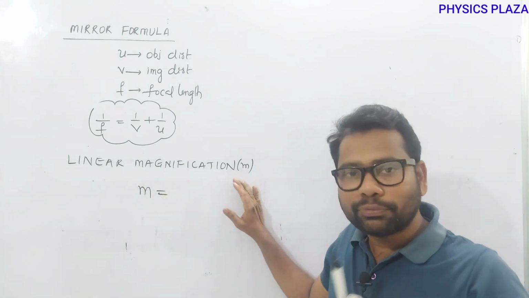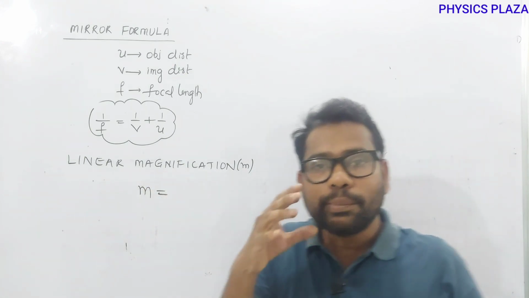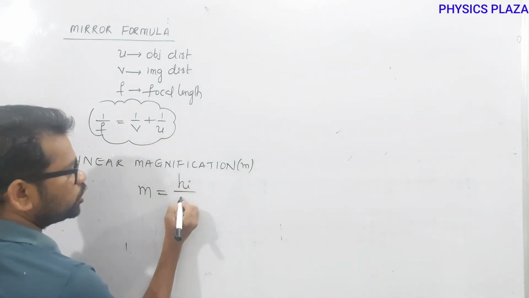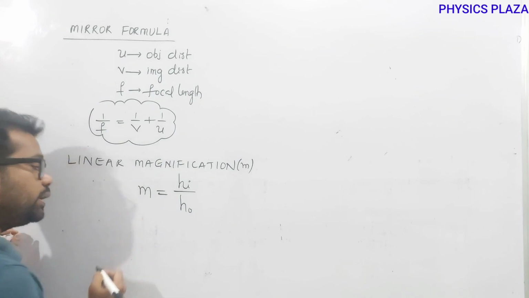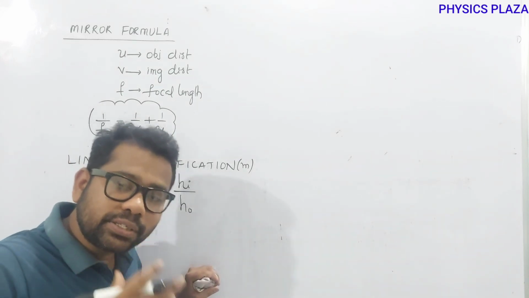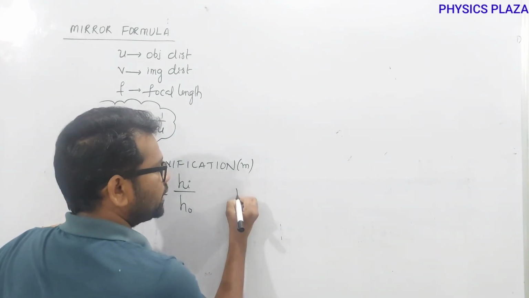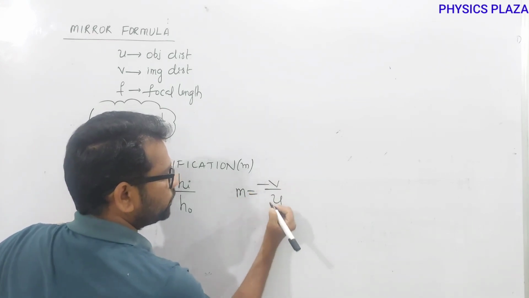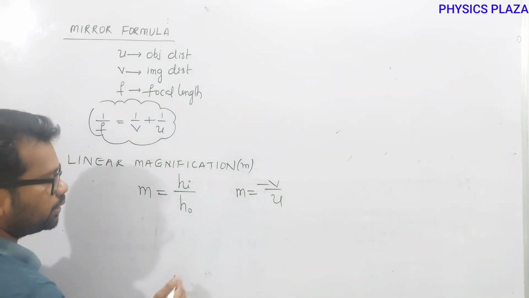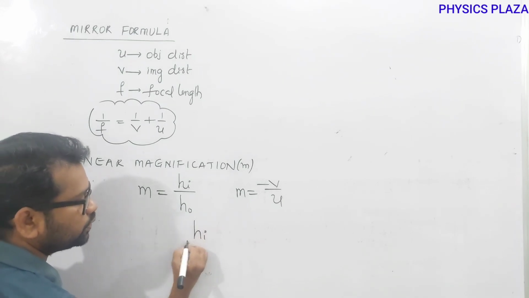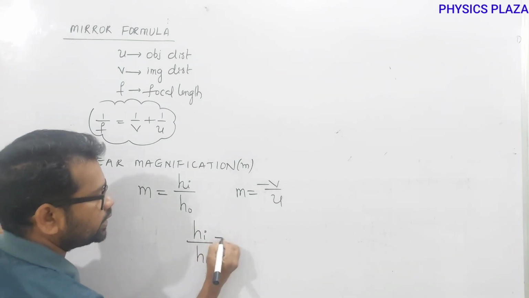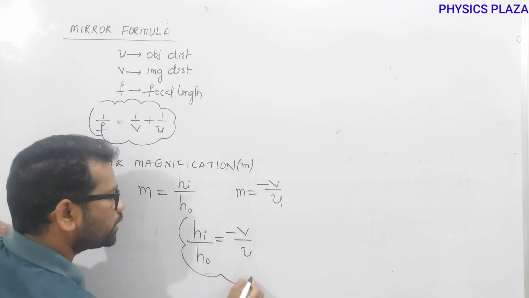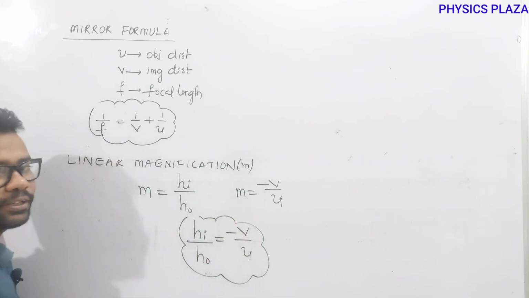Linear magnification is defined as the ratio between image height to the object height, that is hi by h naught. Also, it is defined as a ratio between image distance to the object distance. So, mathematically, m is equal to minus v by u. We can combine these two and write: image height by object height is equal to minus v by u. So, children, this is also very important to solve the numericals.